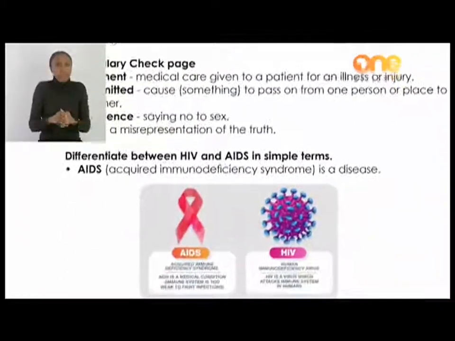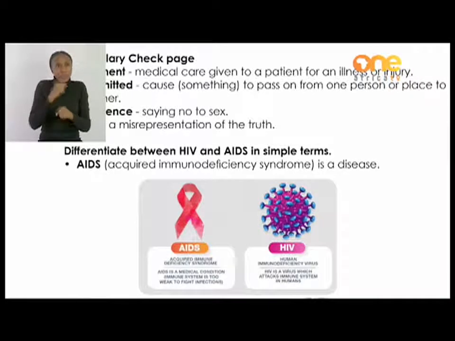There are a few words that we should quickly look at before we continue with the lesson. We have treatment. Treatment means medical care given to a patient for an illness or injury. Transmitted means to pass on from one person or place to another. Abstinence means saying no to sex. Myths are misinterpretations of the truth.